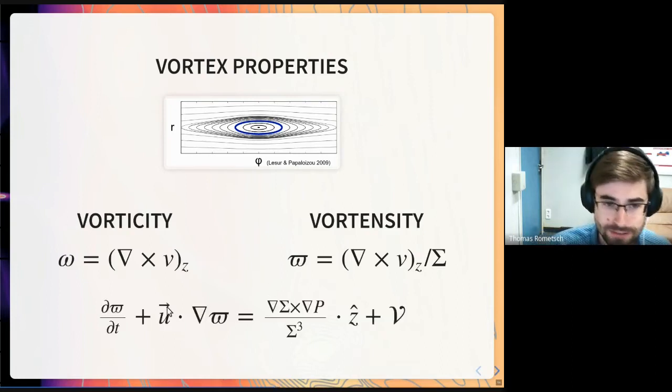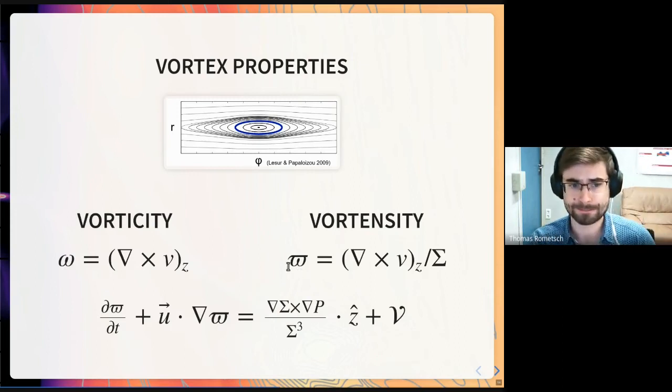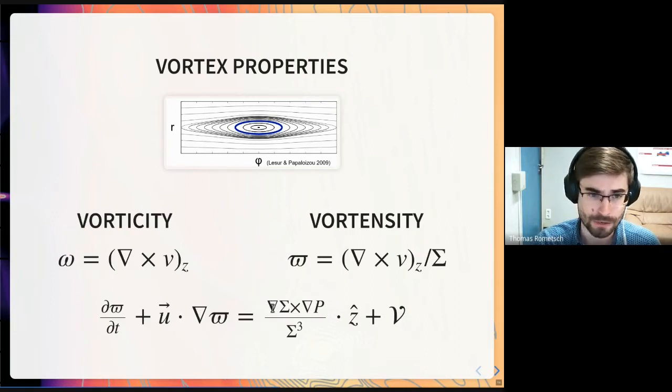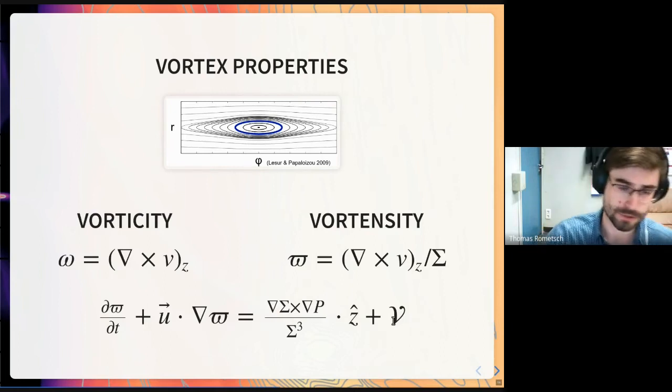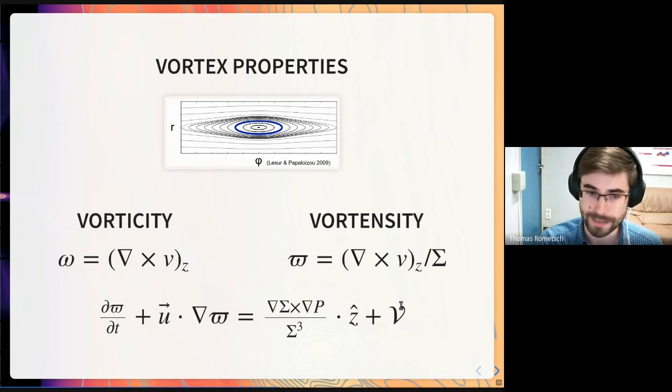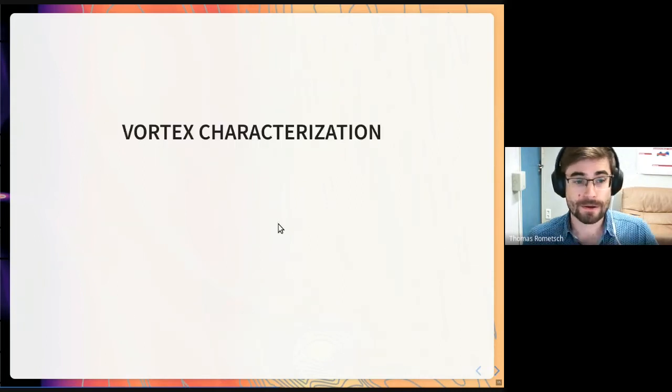And we can even write down the evolution equation for this vortensity. Here is how it changes in the flow. Essentially, this depends on the baroclinic term, so the curl of gradients of sigma and p. If p only depends on sigma, this term goes away, so then it's conserved. And there's some viscous term, which just spreads everything, so this also dissipates vorticity. So we can destroy vortices with that, and we'll see that. Okay.